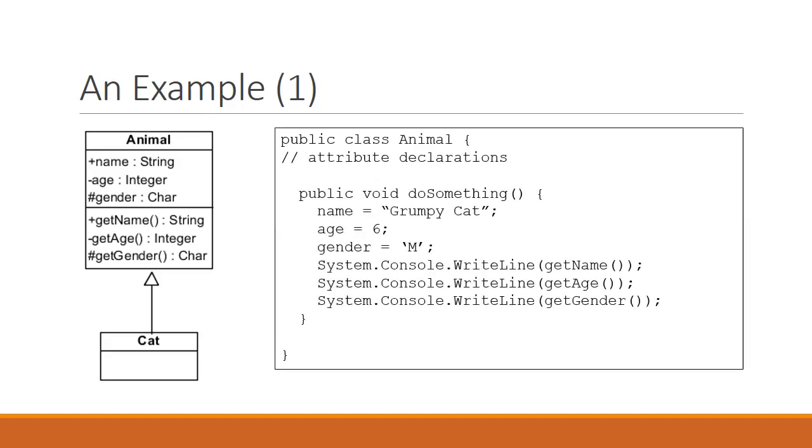This is a declaration of the animal class, including an operation within the animal class called do something. And the question I want you guys to answer is, does this code compile? And if not, which lines do not compile? Now, go ahead and pause this video and think about it.